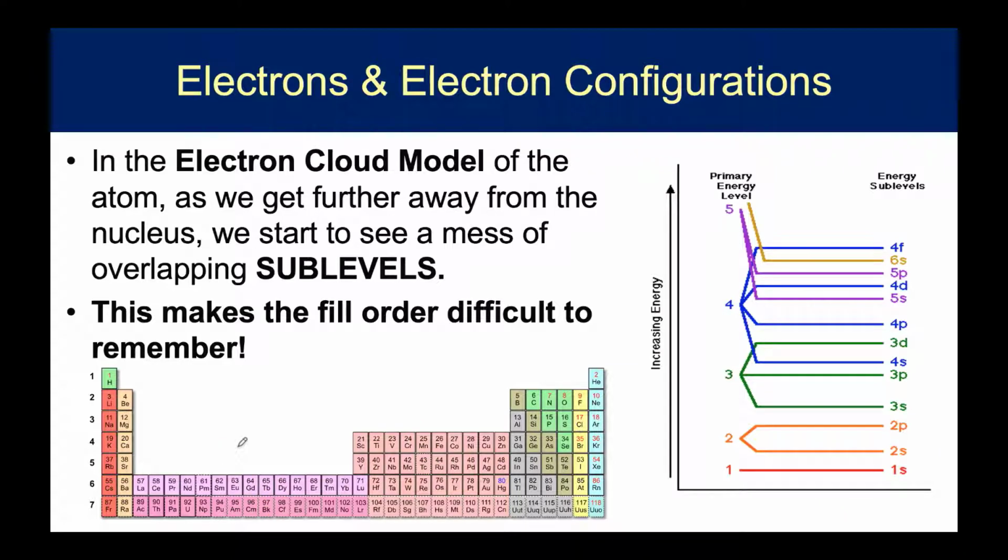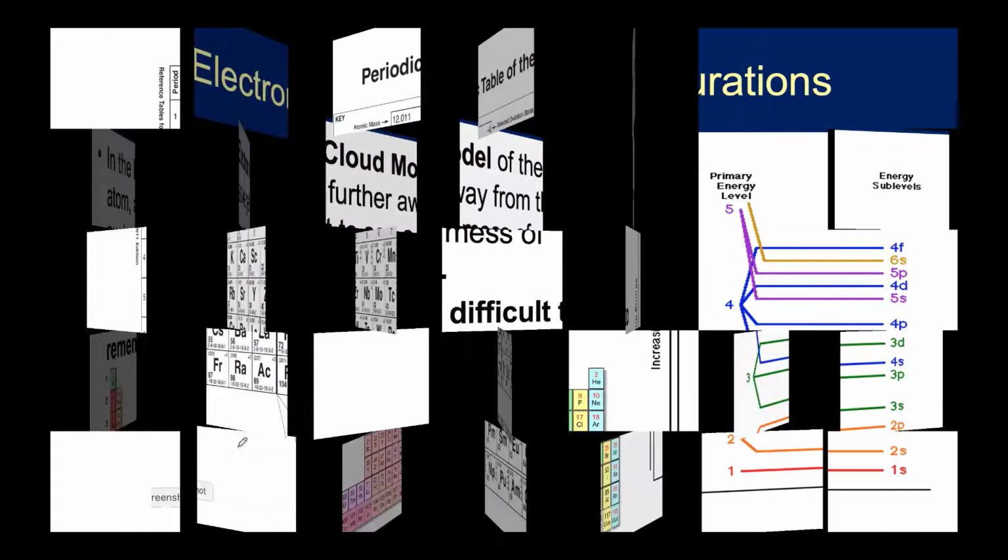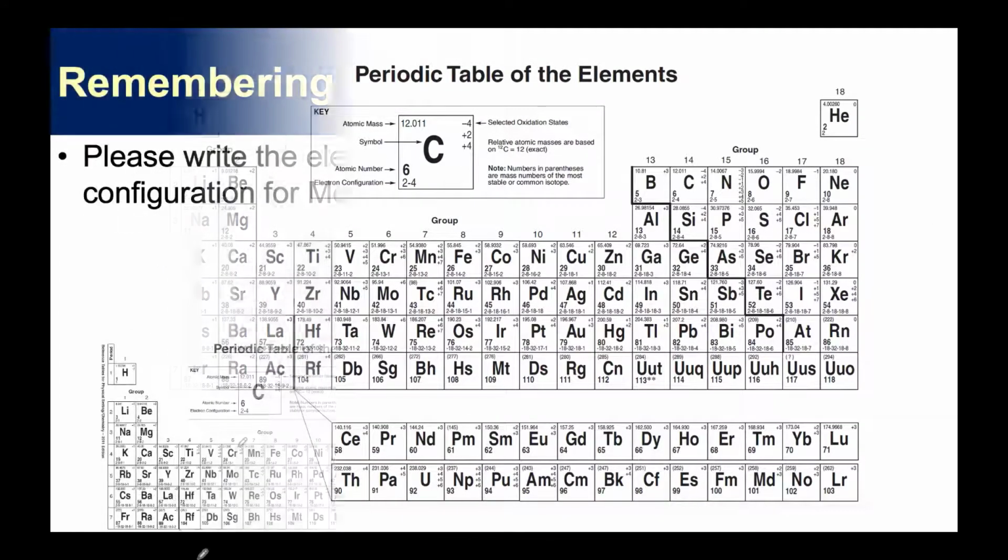So to help you remember the order of filling and make your job a little bit easier, I'm going to teach you a quick cheat which you can use to write electron configurations correctly and never miss the order of the sublevels that fill. Grab your periodic table and come with me.